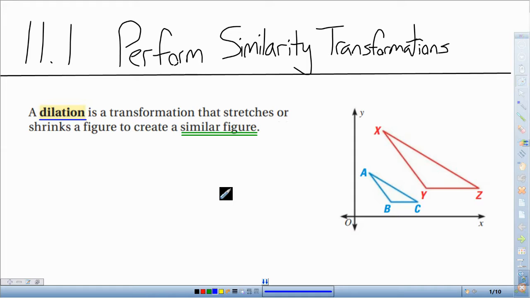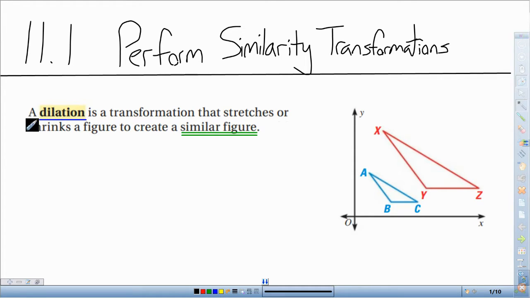So 11.1, perform similarity transformations. You guys are going to, first of all, see that we've done these transformations before, but we didn't think of it in the context of creating similar shapes. So that's really the idea of today. And then after this section, we'll actually get into what it means when we have similar shapes. So today, to create similar shapes, we're going to be doing some dilations.